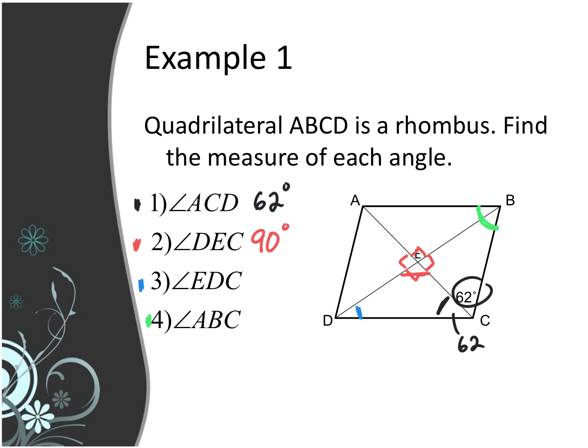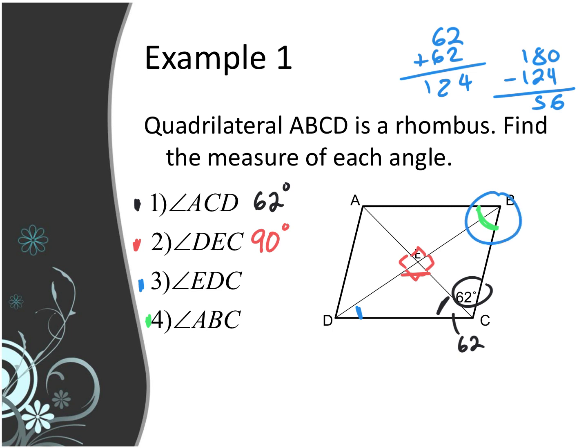Now, for the third and the fourth, we have to use a little bit of math, because remember, this is still a parallelogram. So we can say that these two big angles are supplementary of each other. So we can say 62 plus 62, so 124. We're going to subtract that from 180. We get 56. So this entire angle is 56. But that is not exact. That's actually answer 4.